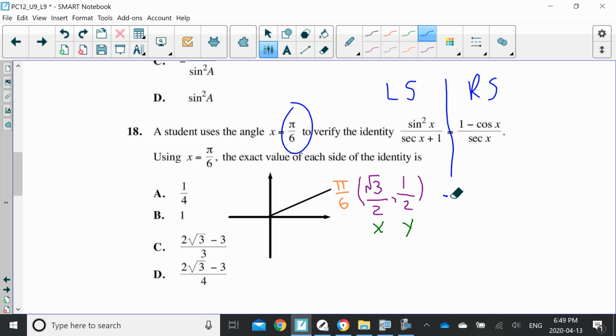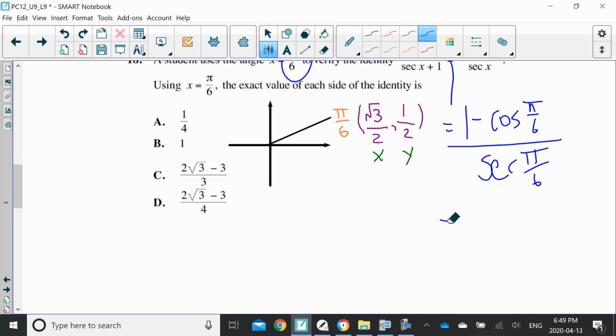So we're plugging in pi over 6: 1 minus the cos of pi over 6, all over the secant of pi over 6. I've got pi over 6 from the unit circle drawn here. The x value is root 3 over 2 and the y value is 1/2. So 1 minus the cos of pi over 6. Remember that the cos of pi over 6 is root 3 over 2. And that's all going to be divided by the secant of pi over 6.